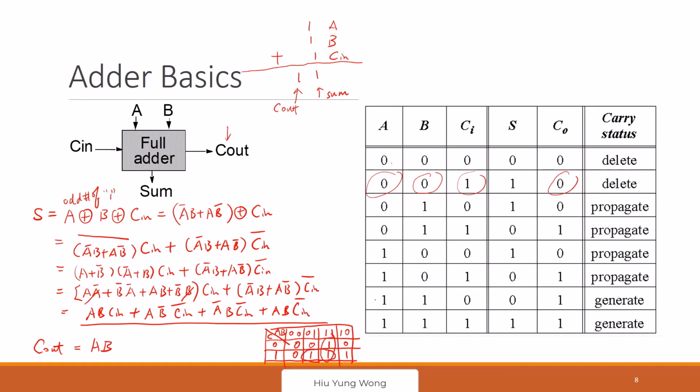This is another group. This one, you see that is the A changing, so it's B, C. Both B and C are 1. This group is only the B changing, right? A and C are 1, so I have AC. Right? So this is another way for us to find out what the equation is for C out. Right? So this is just a review.